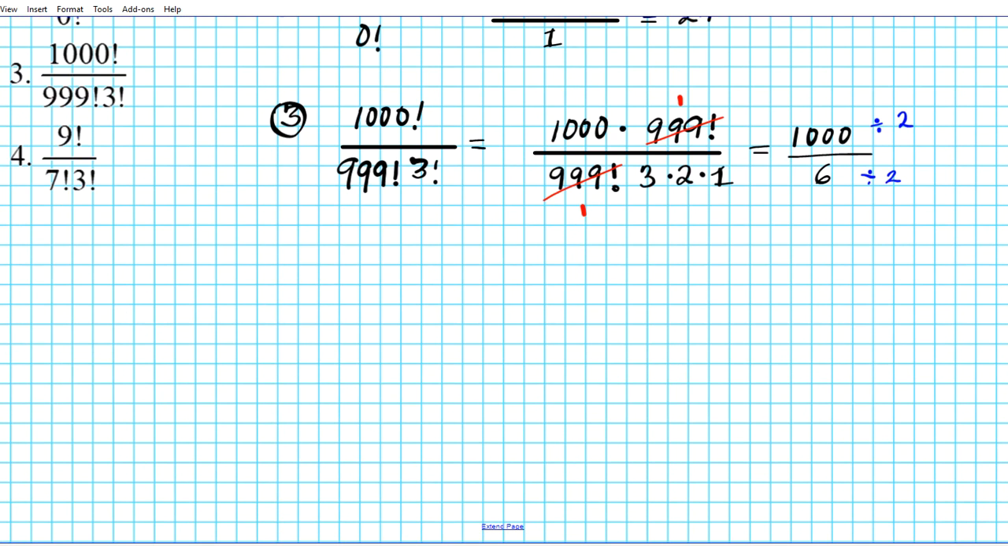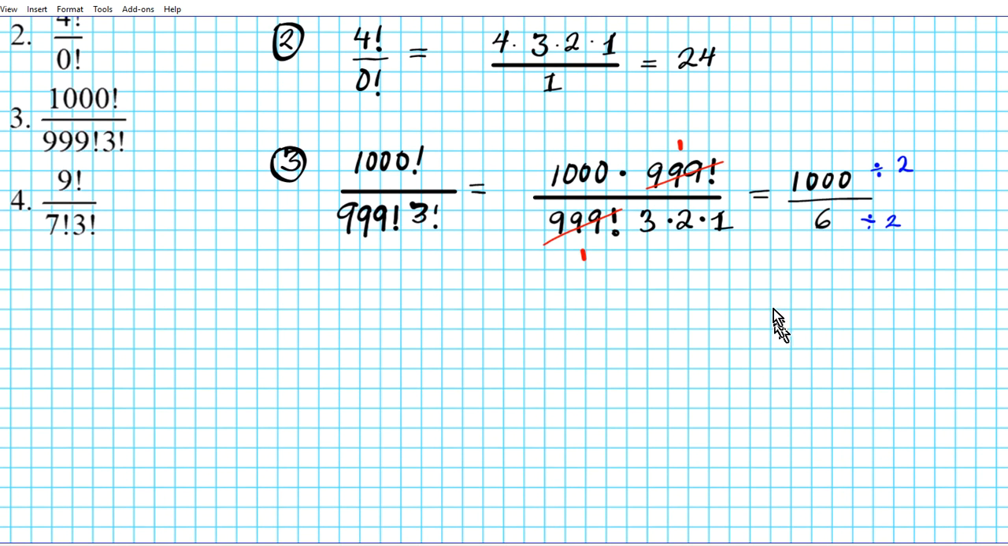And then we have 1000 over 2 divided by 2 is 500, and 6 divided by 2 is 3. So there goes your final answer for question number 3. Okay? Now the question is, how can we do this with a calculator?